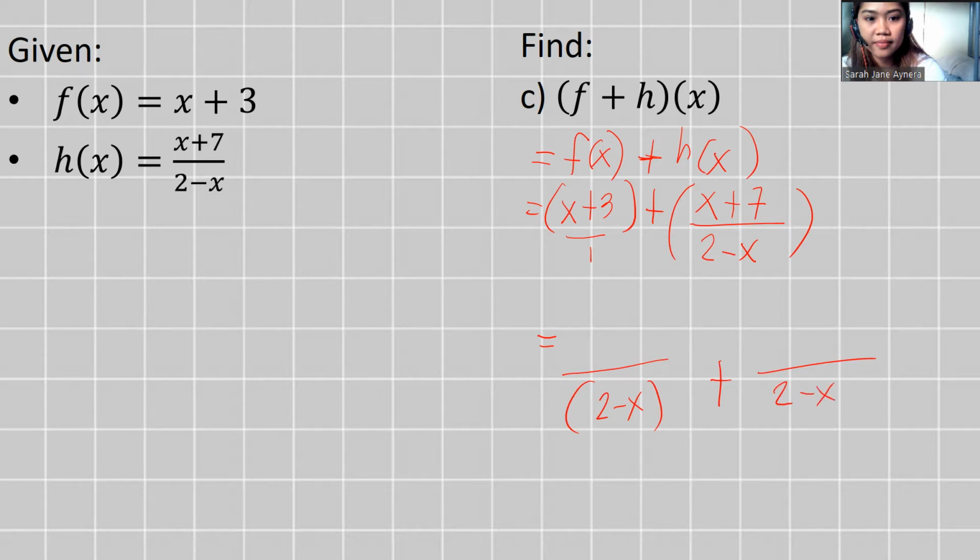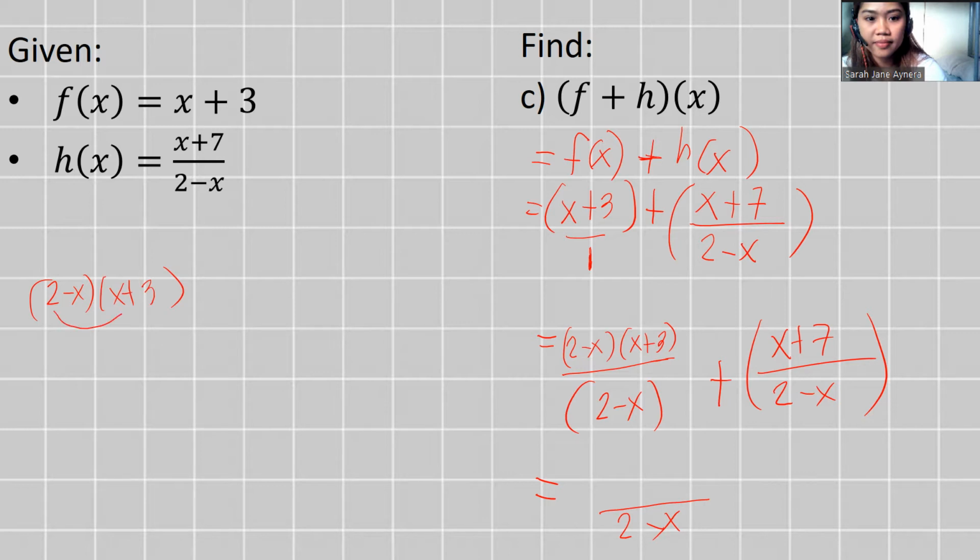So we can just copy x plus 7 since the denominators are the same. Originally, we have here the denominator 1. So 2 minus x times 1 times the numerator. This will become 2 minus x times x plus 3. That is why it became like that. Okay. Equals. Copy the common denominator, 2 minus x. Simplify 2 minus x times x plus 3.